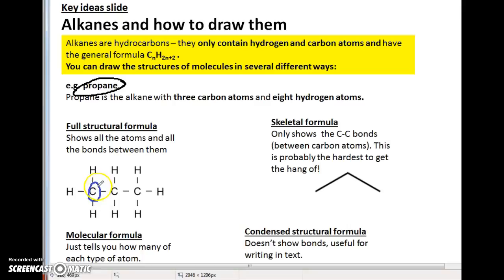So let's just take this carbon here. It's got 3 bonds to hydrogens and 1 to another carbon. Now remember the rule that because carbon has 4 outer shell electrons, it can form 4 covalent bonds. So it's formed 1 to this hydrogen, 1 to this hydrogen, 1 to this hydrogen and 1 to this carbon.